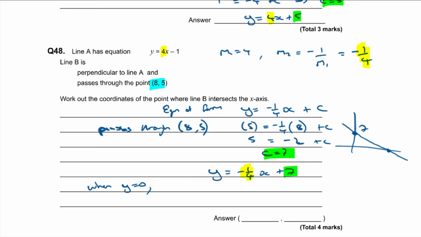Okay, so we're going to sub that into the equation. 0 equals minus a quarter x plus 7. Okay, so taking my minus a quarter x to the other side, I'm going to get a quarter of x is equal to 7, and then times both sides through by 4, I'm going to get x is equal to 4 lots of 7, that's equal to 28. Okay, so my coordinate down there is going to be x is 28, y is 0, so 28, 0.